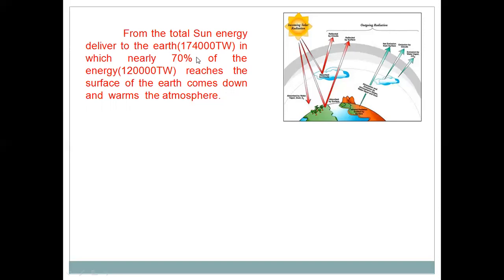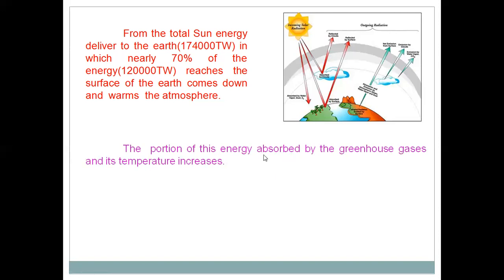Nearly 70% of the energy reaches the earth surface. That is 120,000 trillion watts reaching the earth surface, coming down and warming the atmosphere. If no energy were coming from the sun, the atmosphere would be very, very cold. Due to this energy, the atmosphere is warm. A portion of this energy is absorbed by the greenhouse gases and their temperature increases.